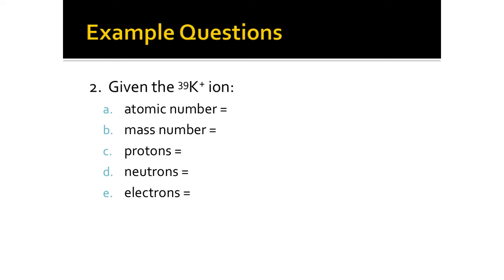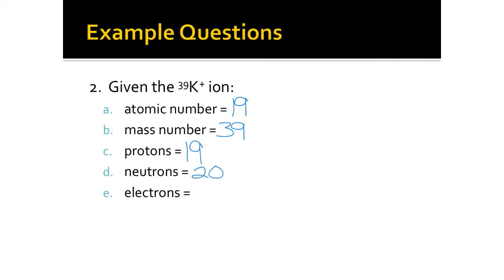In this example, we have an ion. So we have K, which is potassium. Mass is 39, so that top number there is the mass number, and it's a +1 ion. So we find K on our periodic tables. Over in group 1, so the atomic number is 19. Protons would also be 19.